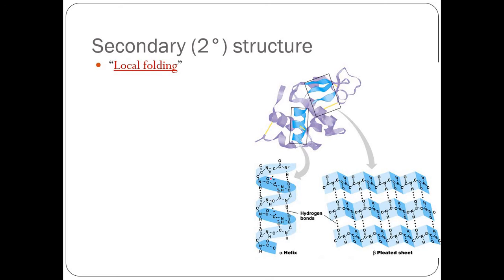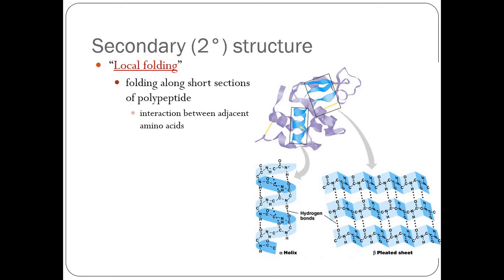Now, after ma-form ang primary structure, let's proceed to the secondary structure. So ang secondary structure is ang first nga pag-fold sa protein. So this is the local folding. In the secondary structure, these are folding along short sections of the polypeptide. So mag-fold ra ni sila. The interaction is only between adjacent amino acids. Adjacent meaning tapad ra, dugol ra kaayo, di ba?